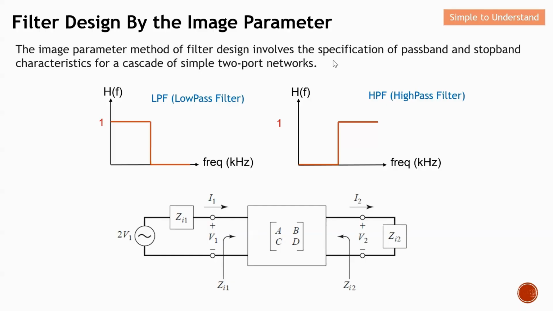Like what I mentioned earlier on, when we design by using image parameters, we need to specify the passband and the stop band. This is for a low pass filter. Over here, you can see that this part will pass, this part will stop. This is for a high pass filter. So at low frequency, this will stop, and at high frequency, this will pass. Basically, we are going to adopt this image parameter method to design a low pass filter.